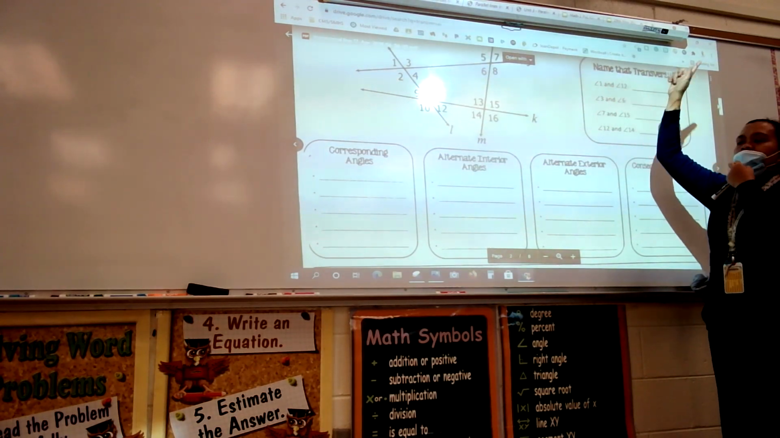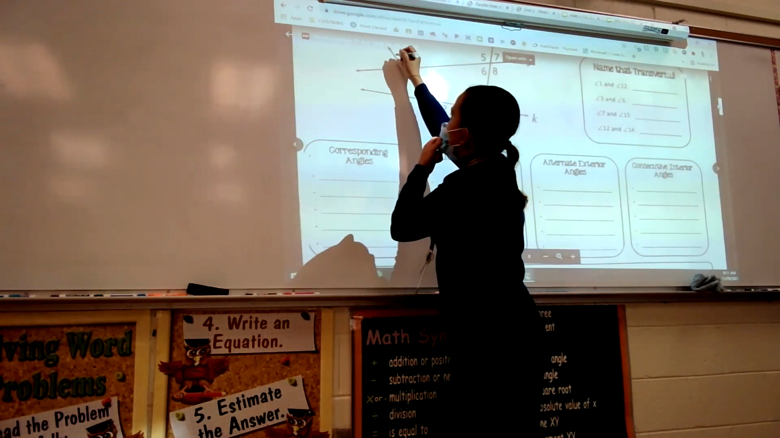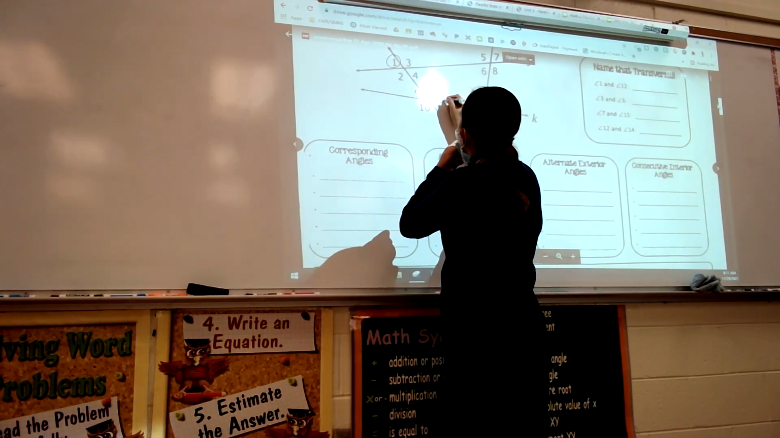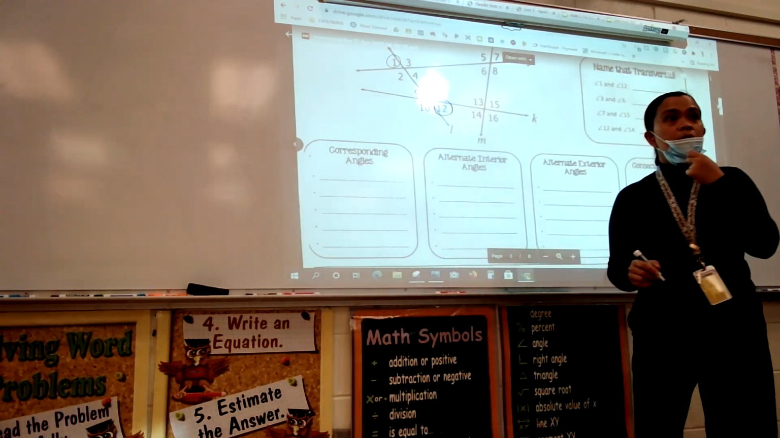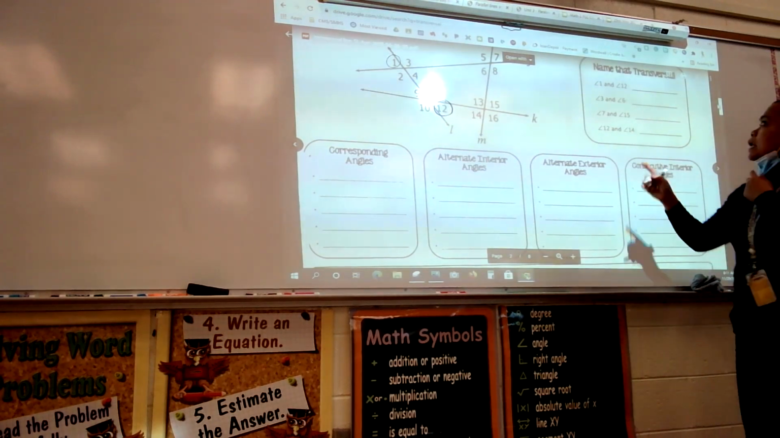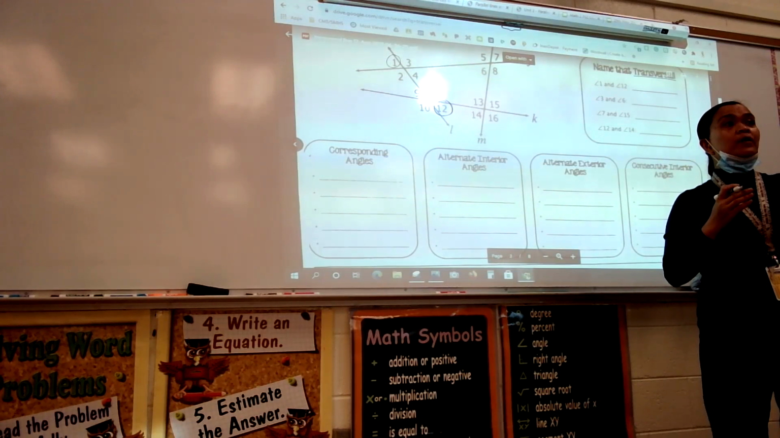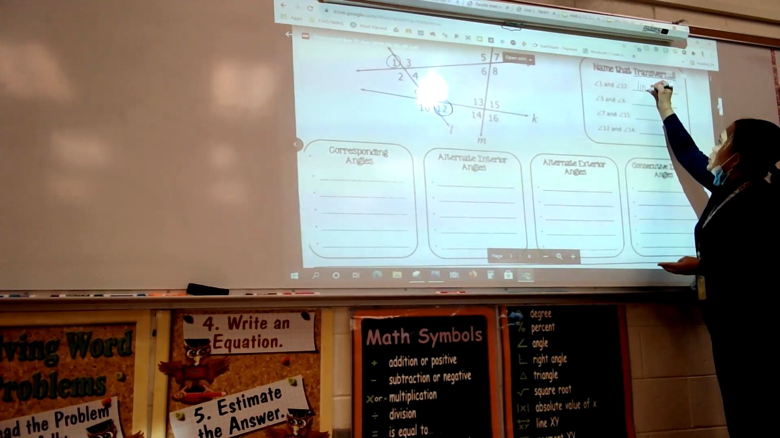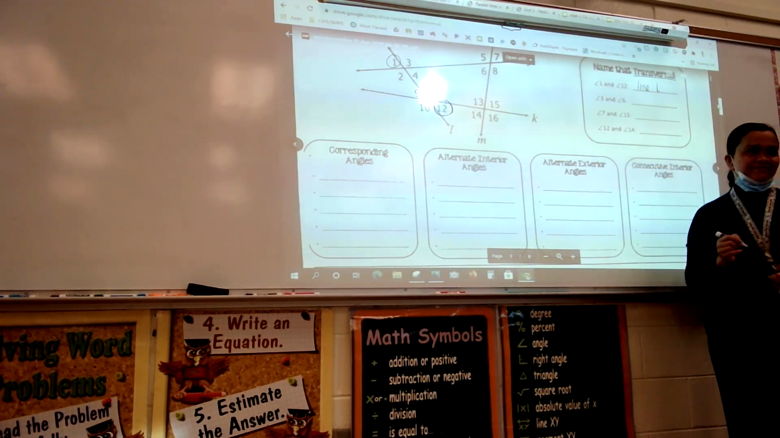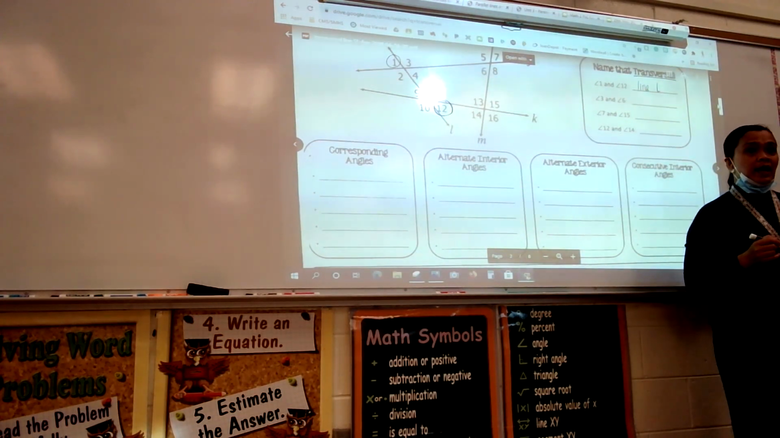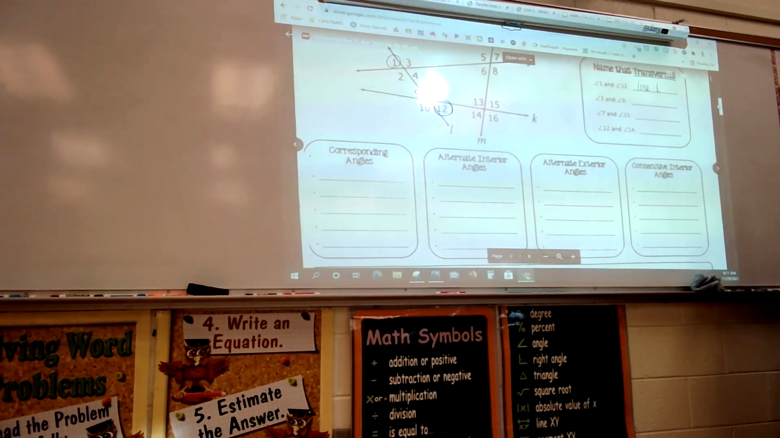Angle 1 and angle 12. Since they're asking for what is the transversal common to them, your answer should be line L. Again, they're asking what type of transversal. They're not asking what type of relation do they have. You got that part? Very good. Good job.